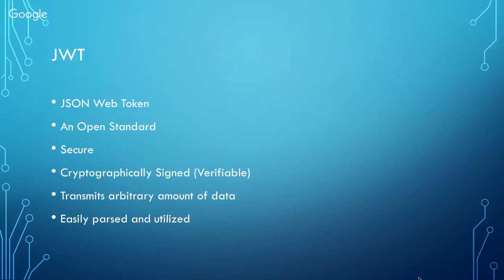The reason it's called JSON Web Token is because it parses out to just a JSON object. So it's super easy to parse and use. I don't know of a language that can't handle JSON, at least through a library, if not natively. It makes it really, really easy to handle.